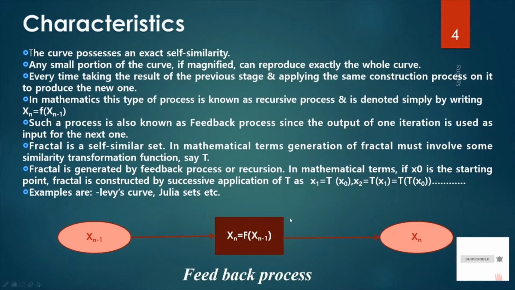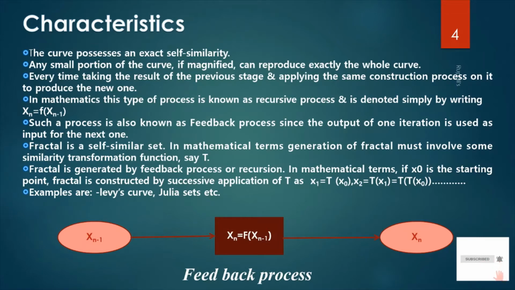So, characteristics of this curve. The curve possesses an exact self-similarity. So, self-similarity is one characteristic. Any small portion of the curve, if magnified, can reproduce exactly the whole curve. From a small portion, we can reproduce the whole curve.